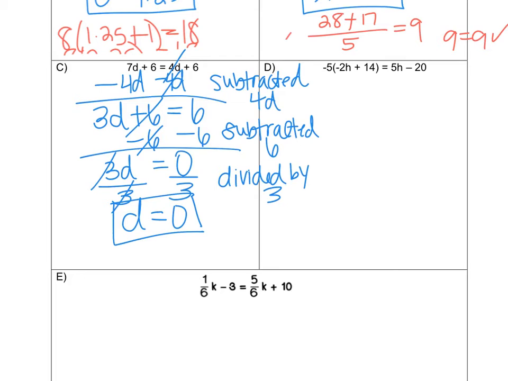Okay, so let's check it. I'm going to plug in d, or 0, for every d that I see in my equation. So I have 7 times 0 plus 6 equals 4 times 0 plus 6. Well, remember that anything times 0 is just 0. So 7 times 0 plus 6 would be 6. And then 4 times 0 plus 6 would also be 6. So we did it correctly. We got a true equation.